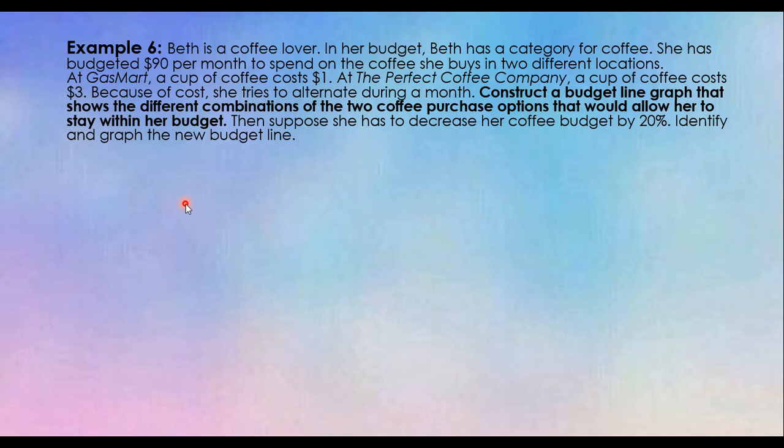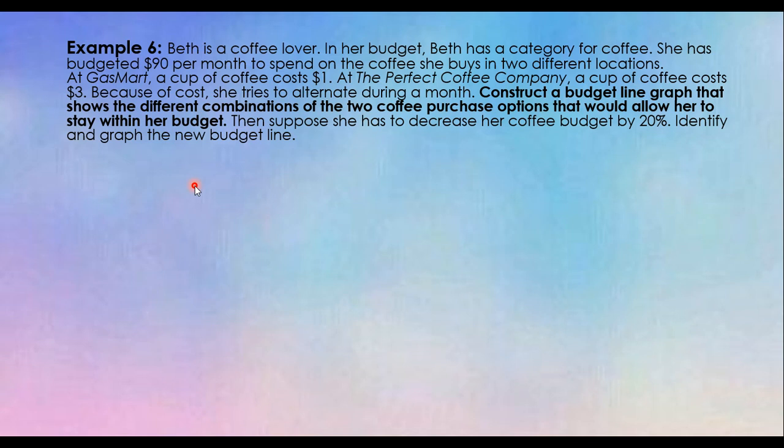Beth is a coffee lover. In her budget, she's such a coffee lover that Beth has a category for coffee built into her budget, all right? She is on one. She has budgeted $90 a month to spend on coffee that she buys at 2 specific locations.